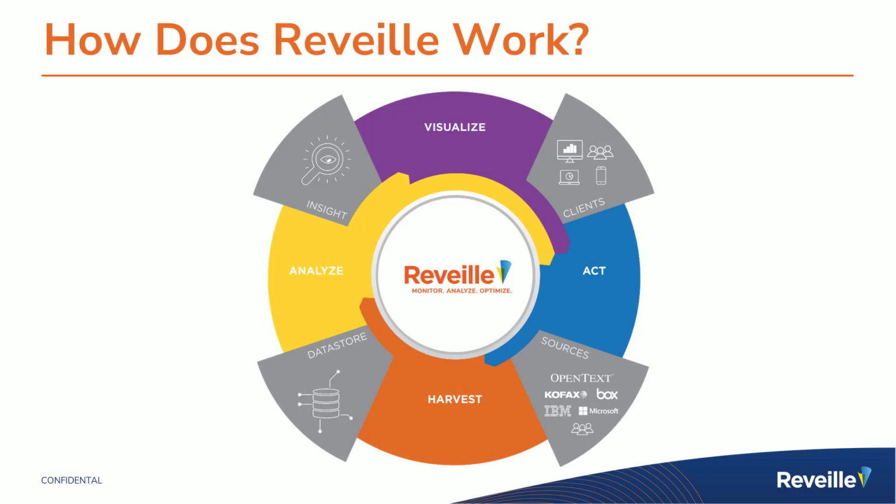So how does Reveille work? If we look to the bottom right corner of this wheel, we can see there are multiple sources that Reveille can gather information from. Content management systems, aka ECM, from vendors such as OpenText, Kofax, Box, IBM, Microsoft, etc. Reveille manages and monitors these systems by collecting information from them, checking how the systems are performing and being used. This also includes gathering information about end-user transaction performance, activity, and user behavior. Reveille ensures that everything is running in the way the organization would expect.